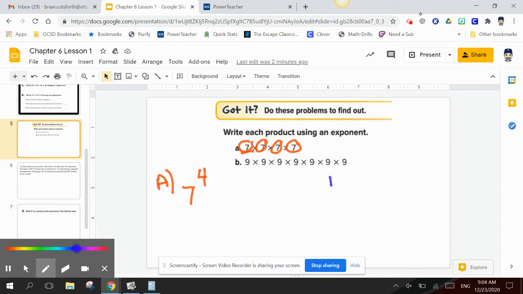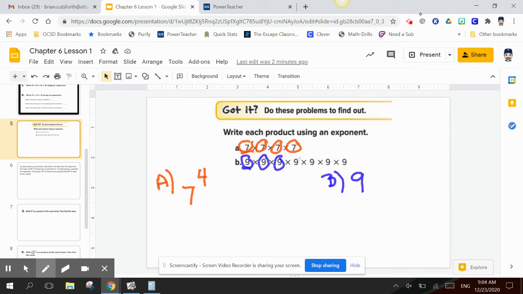Let's look at letter B. What number is being multiplied? Well, it's all 9s, so 9 is my base number. How many 9s are being multiplied? 1, 2, 3, 4, 5, 6, 7. So we have 9 to the power of 7 because there are 7 9s in our product.